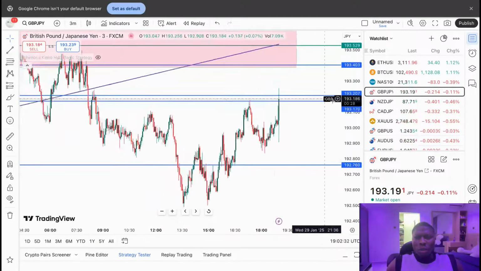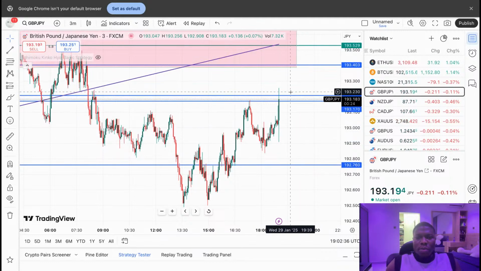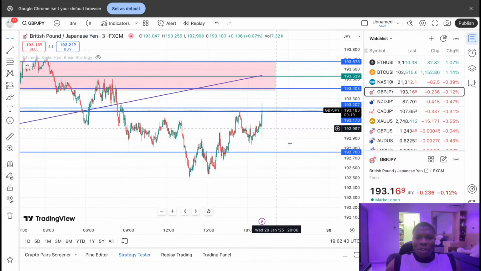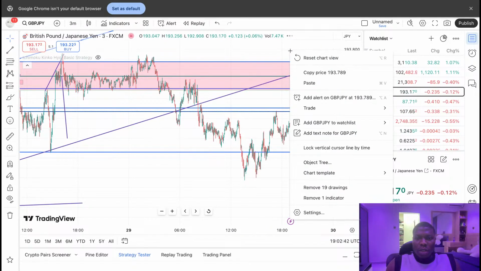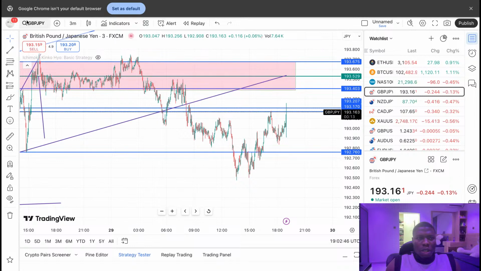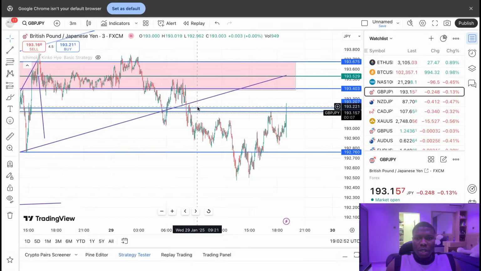So now it's FOMC. You can see the movement the market is making. I predicted this market to actually go down. This is GBP JPY. Let me get another very clear chart.